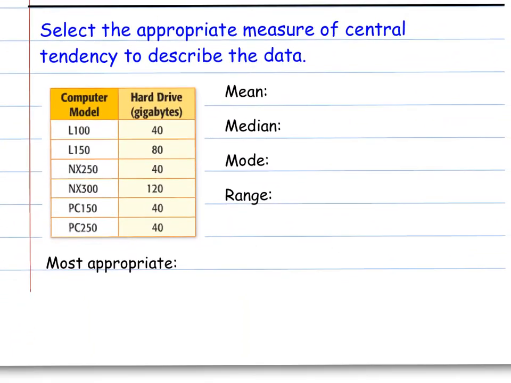So let's try. For this one, you can pause and try on your own, and then come back and check it out. So select the appropriate measure of central tendency to describe the data. So first we're going to find the mean. We're going to find the mean by adding up all of the numbers. So we're going to add them all up. I'm going to end up with 360, and you could show that here too if you needed to. So I'm going to do 360.